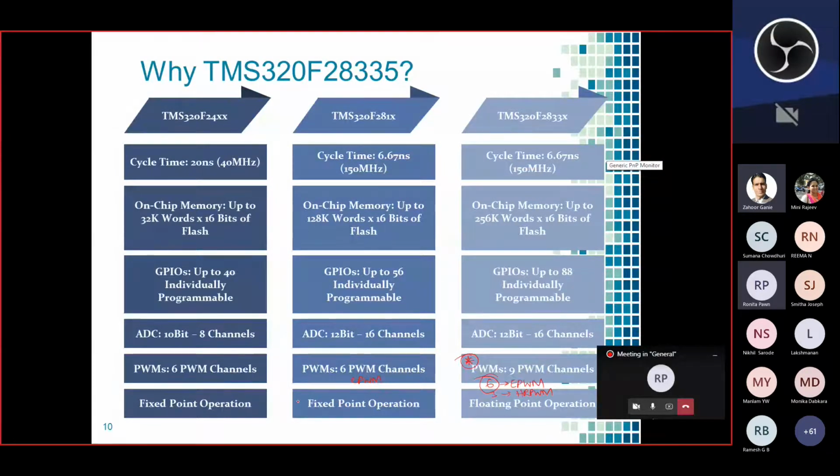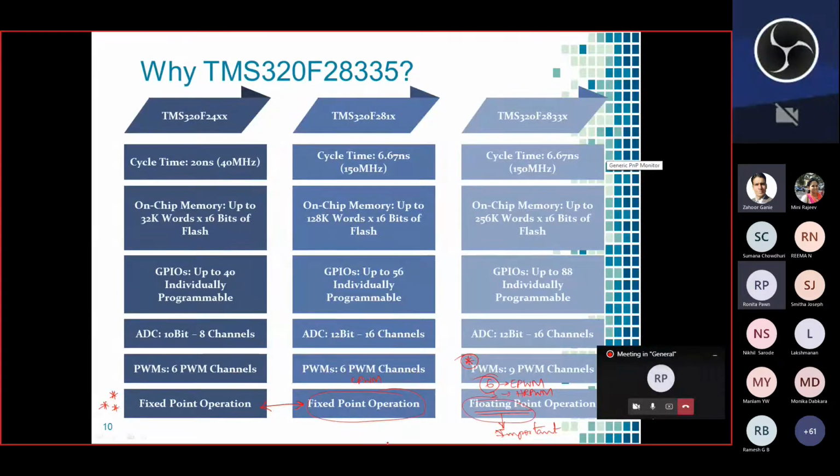The major important point here again in these processors is that these two processors are of fixed point operation. They can do only fixed point operation. Whereas this 28335 can have floating point operation. This is a very, very important thing. So why is it important, and what is the difference between fixed point and floating point? Let us discuss.